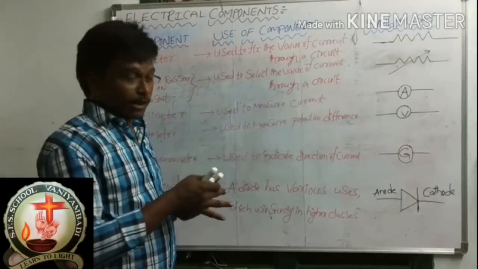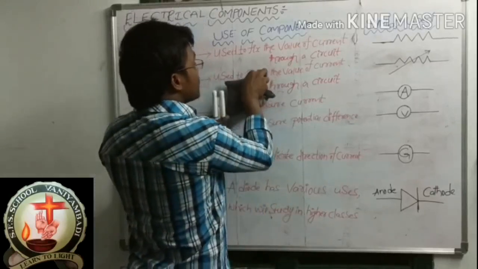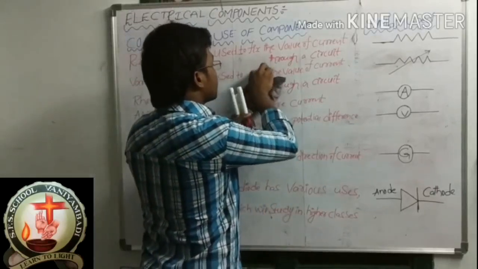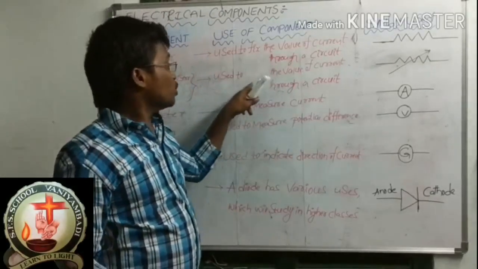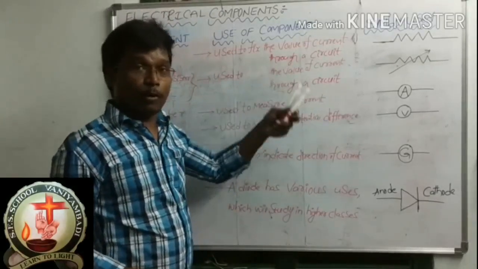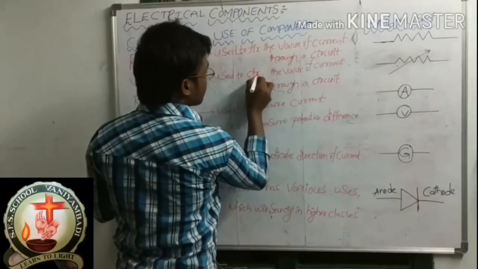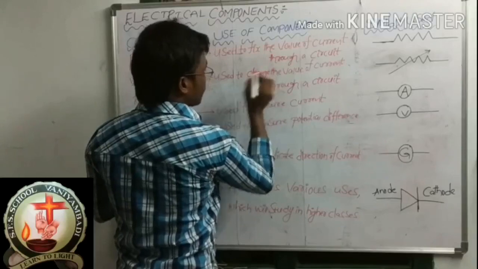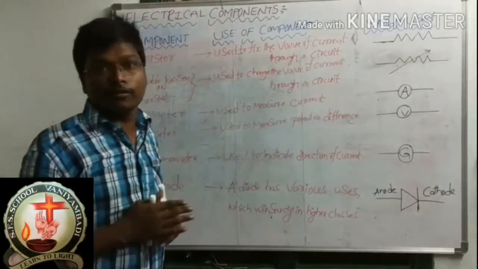Otherwise, you can remember it like this. It is easy, I think. To change the value of current. In your textbook, it is given like that: used to select the value of current. No problem, you can follow this. Used to change the value of current through a circuit.